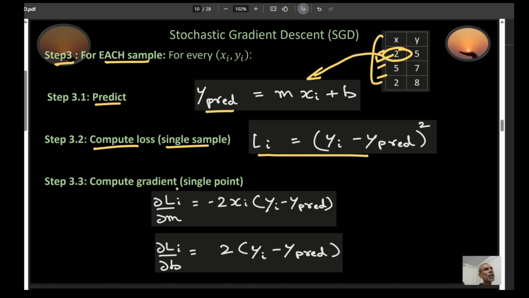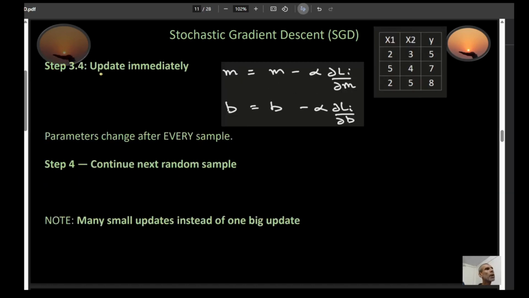Then you compute your gradient. This would be a single point, and your gradient comes out to be, let's say, these numbers. So this is just for one single point. Let's say this point right here. And then you update immediately. You update your M and you update your B.